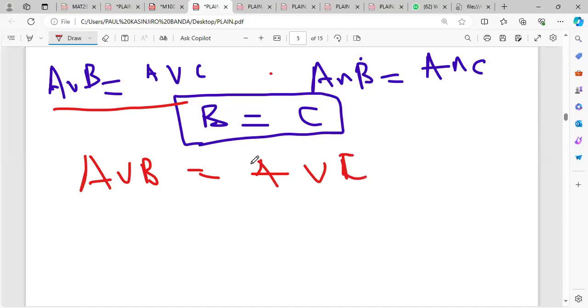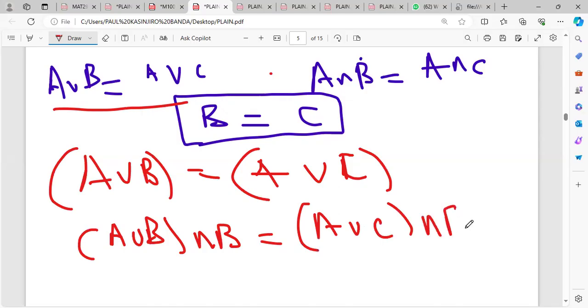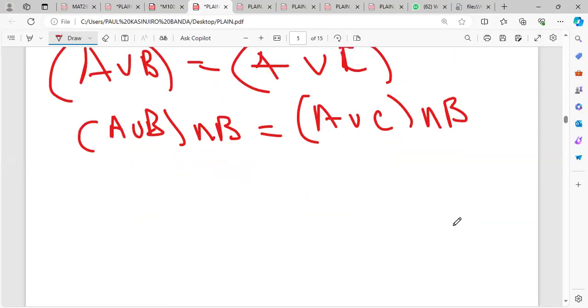Okay, and then on both sides, we are going to intersect B. We are going to intersect B first, and then later on intersect C, and see if they will give us the same thing. So on this set and that set, I intersect B on both sides. I'm going to have A union B in brackets, intersection B, is equal to A union C, and then intersection B.